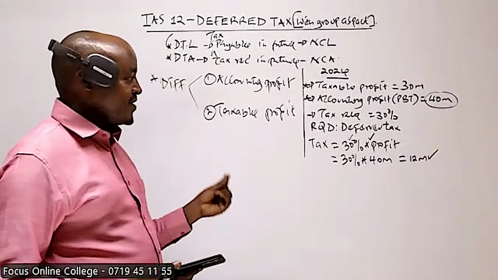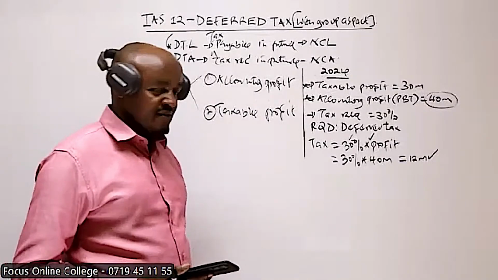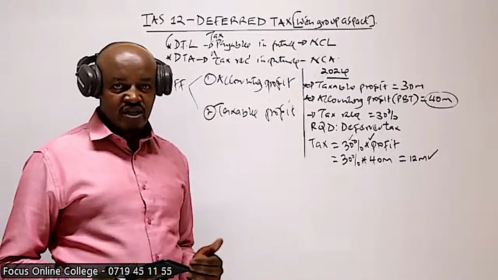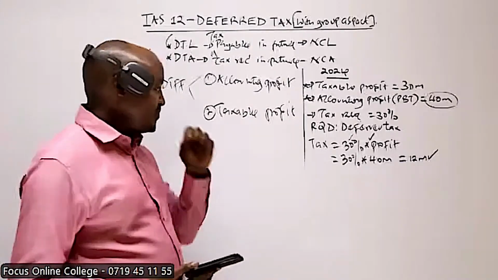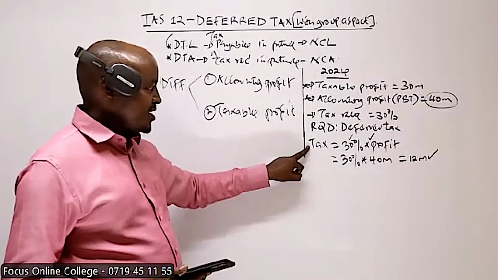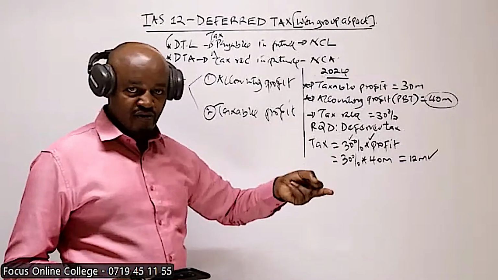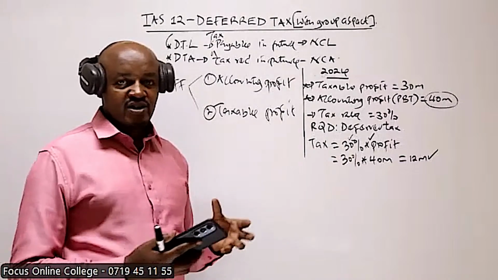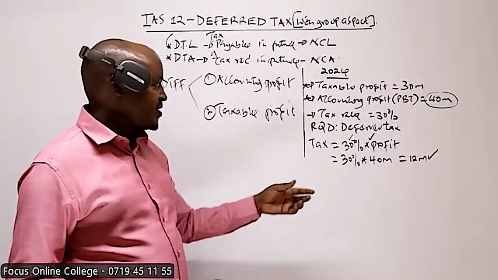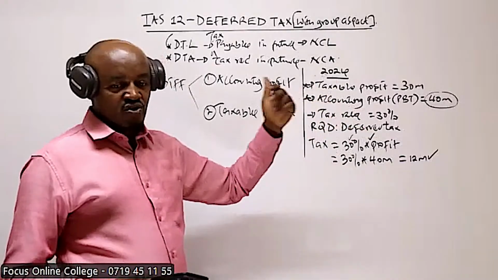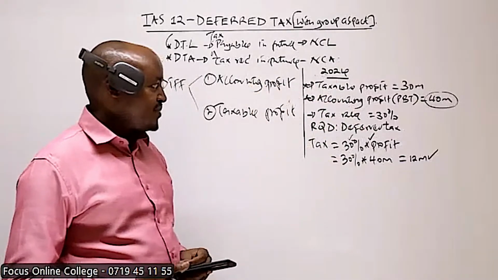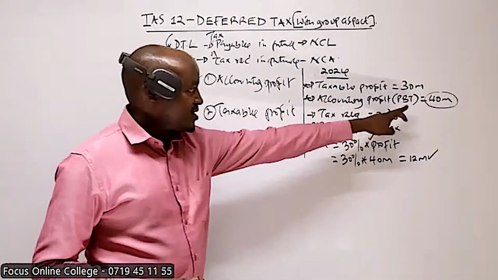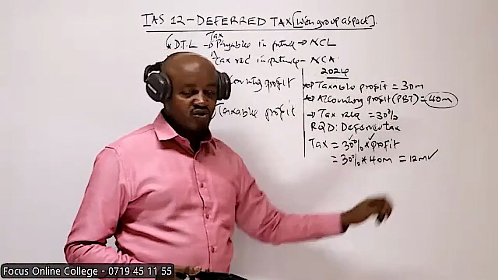Now, we have said that for us to be able to compute the deferred tax, the first thing we need to do is to determine the tax which was supposed to be paid during the current year. The tax which was supposed to be paid by our company should be 30% of its profit. When we talk about profit generally, we are referring to the accounting profit. The accounting profit in this case is how much? 40 million. So the tax which was supposed to be paid will be 30% of 40 million, which gives us 12 million.